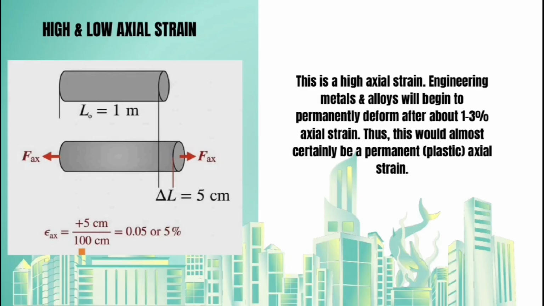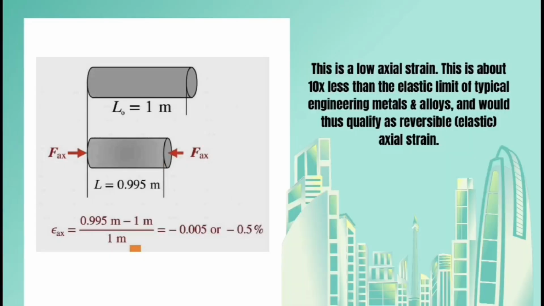In this figure, this is a high axial strain. Engineering metals and alloys will begin to permanently deform after about 1 to 3% axial strain. Thus, this would almost certainly be a permanent or plastic axial strain. While in the next figure, this is a low axial strain. This is about 10 times less than the elastic limit of typical engineering metals and alloys, and would thus qualify as reversible elastic axial strain.